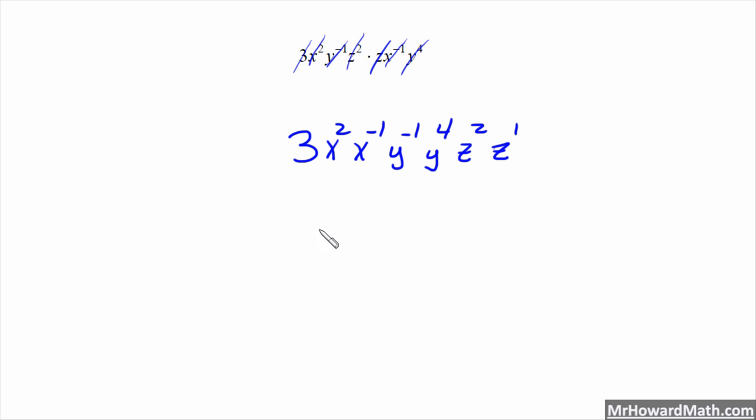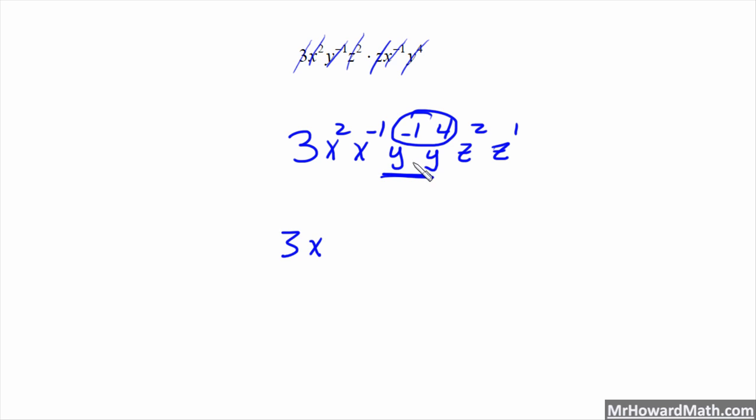So now I can start applying my rules. So multiplying like bases, I add the exponents. So the only number I have is a 3, so it goes in front. My x's right here, I add their exponents. So 2 plus negative 1 is just 1, so it's x to the first power, or just x. I don't have to write the 1 there. So that handles that.